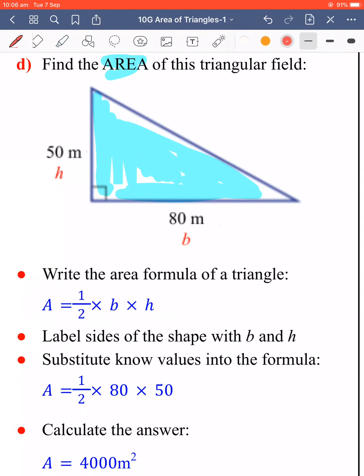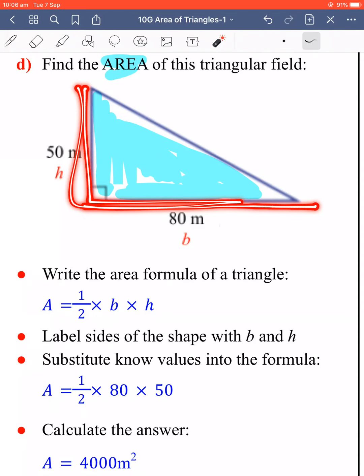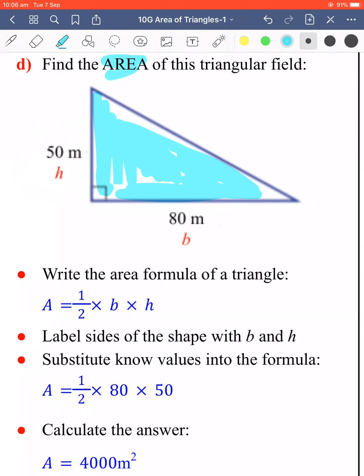So first thing we're going to do, I'm going to have a look at this diagram, and I am going to identify which one is my base and which one's my height. So I have my base here, and at that T shape, I have my height. So let's color code those just so we don't get a bit off track. So I have my base and I have my height.